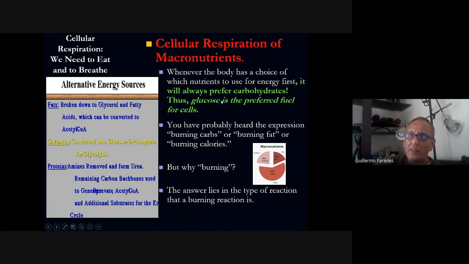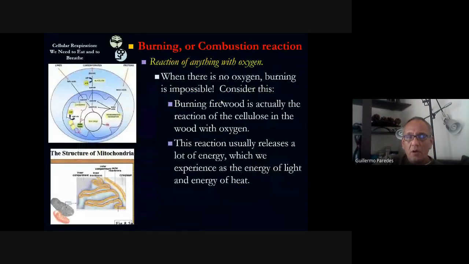So those are the carbohydrates. Why? Because, again, for the third time, we are repeating, the carbohydrates are easier and faster to obtain energy, right? Easy and faster, okay? All right, so burning and combustion reactions, that is the car that we were talking about.